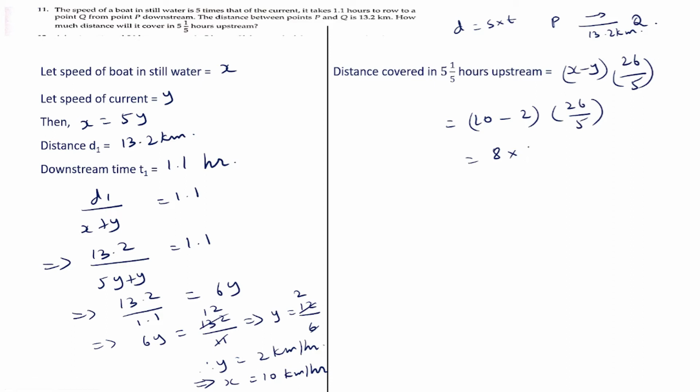It is nothing but 41.6. So the distance covered in 1/5 hours upstream is 41.6 kilometers. So this is the required distance covered in 1/5 hours upstream.